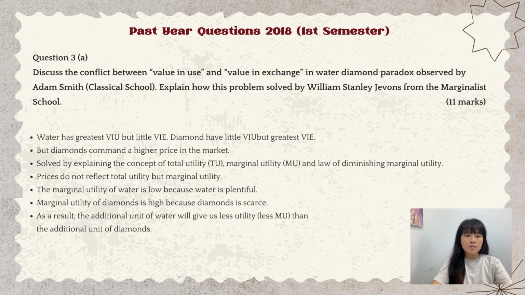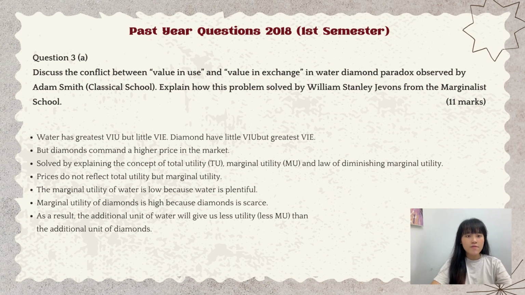The problem is solved by William Stanley Jevons from the Marginalist School by explaining the concept of total utility, marginal utility, and the law of diminishing marginal utility. Total utility is the total satisfaction a person receives from consuming a particular quantity of a good. Marginal utility is the additional utility a person receives from consuming an additional unit of a particular good.